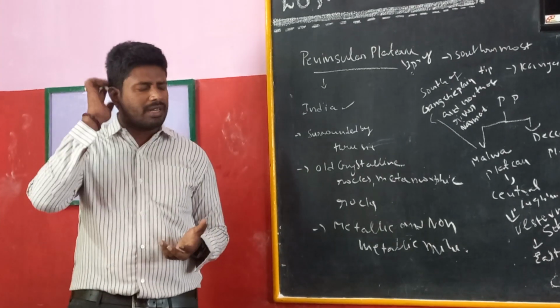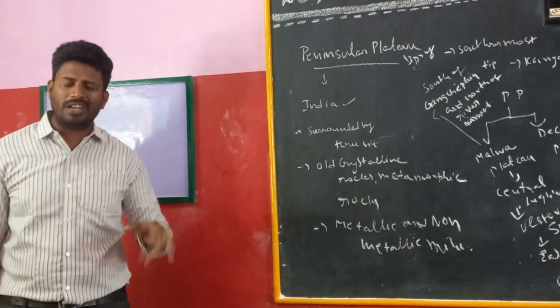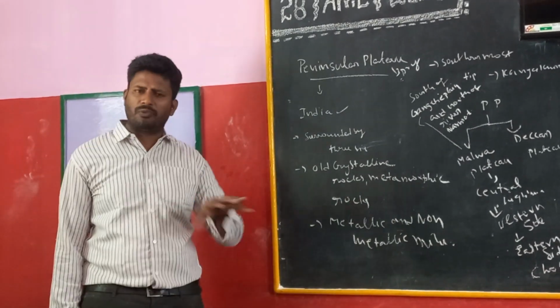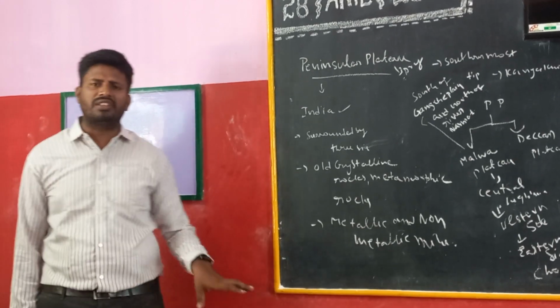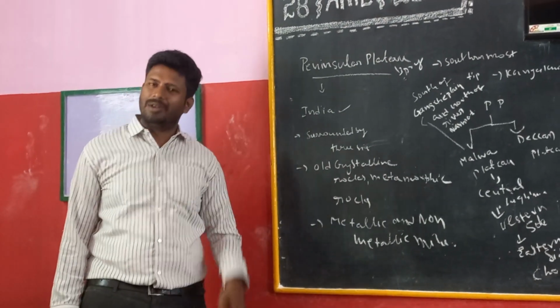Hence, most of the region of the peninsular plateau is dry because the perennial rivers do not flow. Perennial rivers are the rivers which flow throughout the year. They never dry up. They flow throughout the 365 days. And we can see these perennial rivers in the indo-gangetic plain.